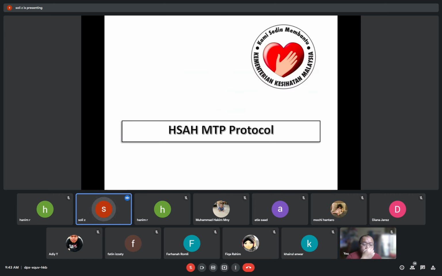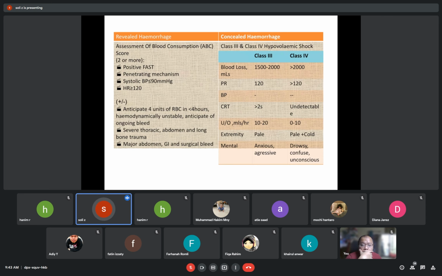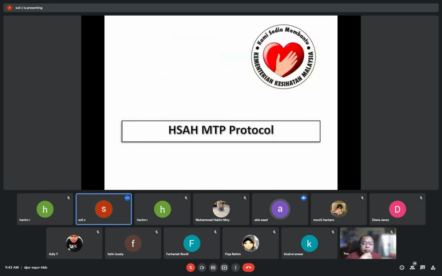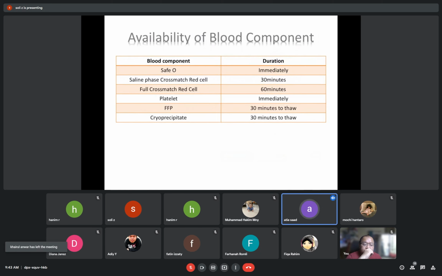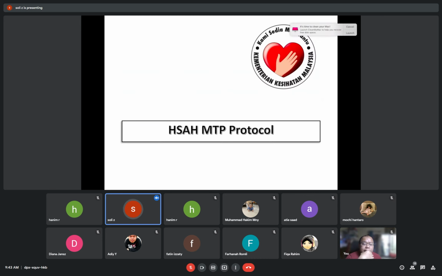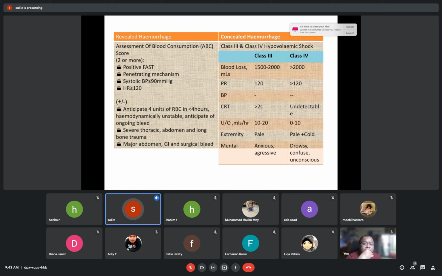Right. So in HSAH for the MTP protocol, if the patient is class 3 and you bring the blood box, which ones do you have to bring along ice and which ones do not need ice? For saline cross match, full cross match, FFP and cryo, you need to bring ice. Platelet does not need ice. Okay, so we proceed with the MTP protocol.